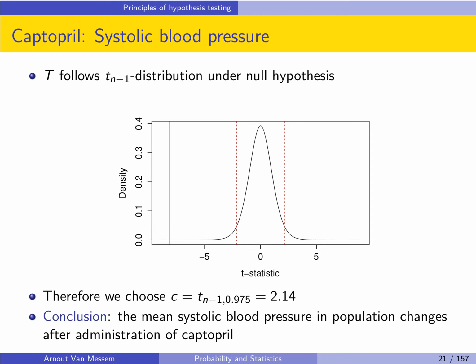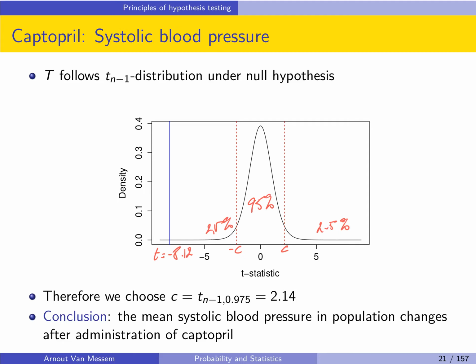If we go back to the captopril example, we have the systolic blood pressure. We know that the test statistic follows a t-distribution with n-1 degrees of freedom. Then if we plot this, we see that the blue line, which corresponds to the value of the test statistic, so -8, is far in the left side tail. The red dotted lines correspond with our threshold, so 95% of the data is in the center, 2.5% to the left, 2.5% to the right. So we are testing here at the 5% significance level. And we see that in this case we will reject the null hypothesis because clearly we have no evidence that the null hypothesis is true. The test statistic value is in the tail, it is far away from the center, it falls outside of the thresholds.